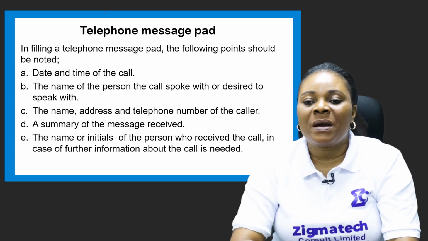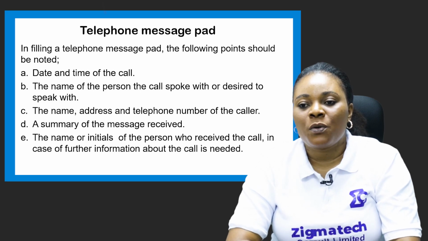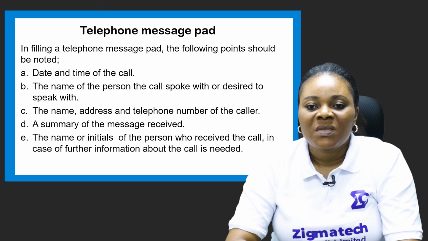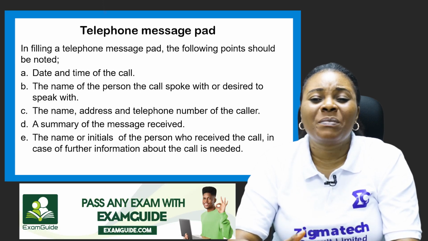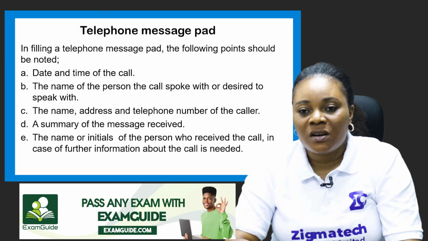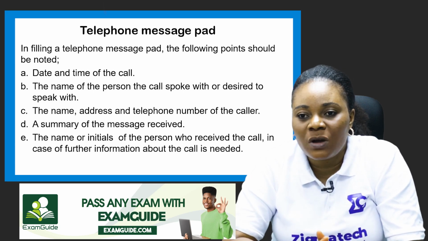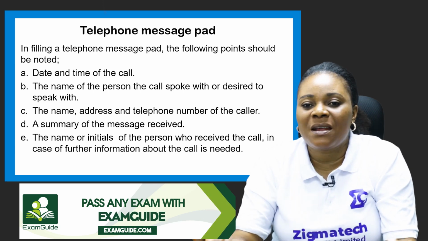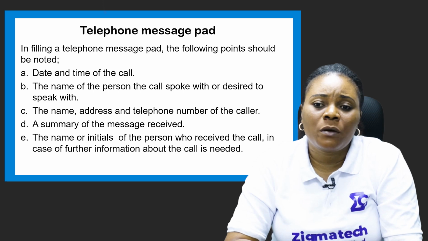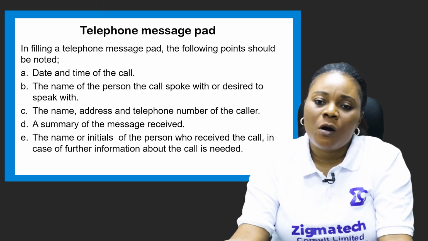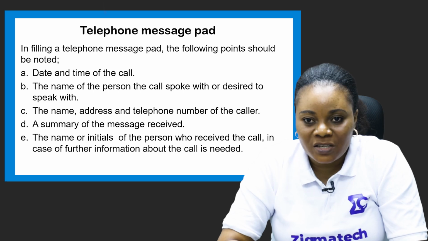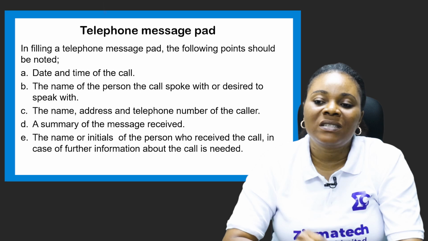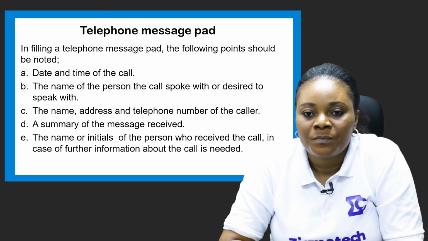Also, the name of the person the caller spoke with or desired to speak with. If, for example, remember you are working on behalf of some other personnel in the organization, the telephone you have with you is an official telephone, not a personal telephone. So anybody can call that telephone number to speak with any other staff or personnel within the organization. So you are expected to take note of the person that the caller wishes or desires to speak with.